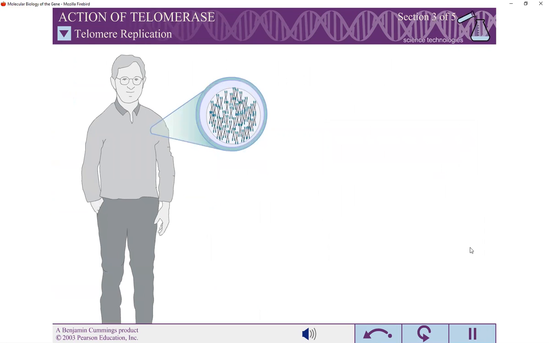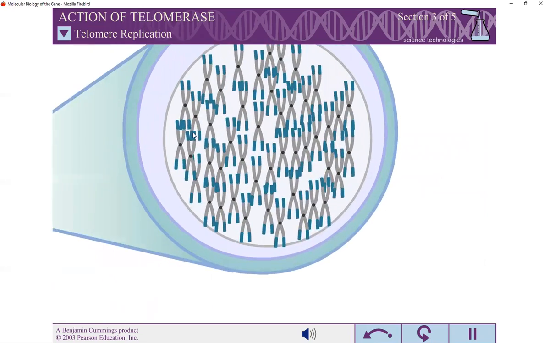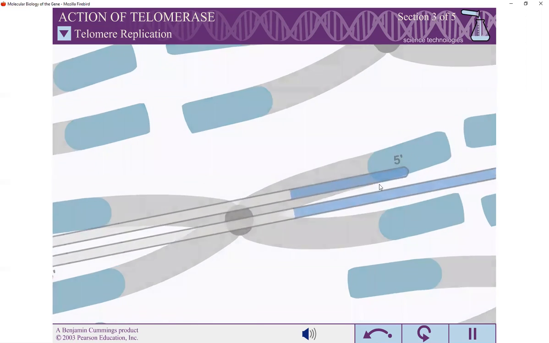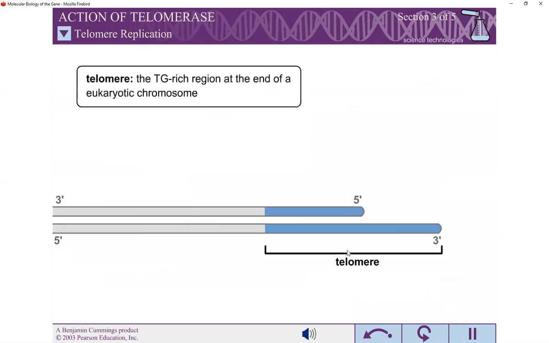The ends of eukaryotic chromosomes are called telomeres, and they are generally composed of repeats of a TG-rich DNA sequence. For example, the sequence TTAGGG is repeated many times in human telomeres. The 3' end of each chromosome extends beyond the 5' end as single-stranded DNA, as would be expected due to the end replication problem.